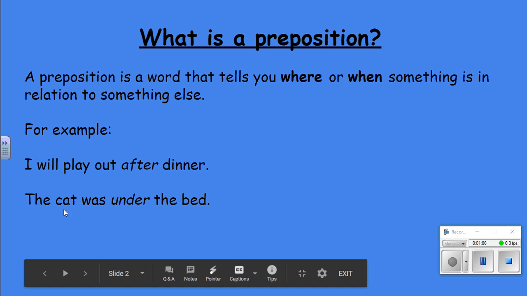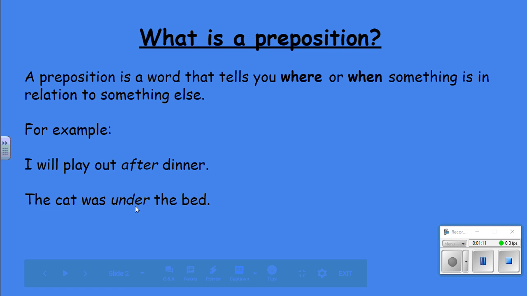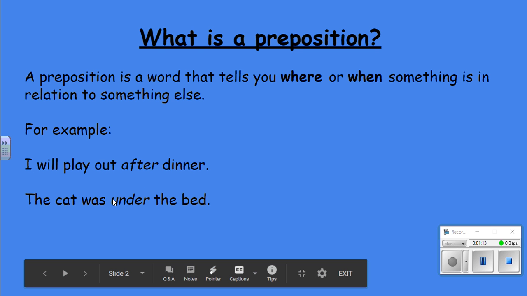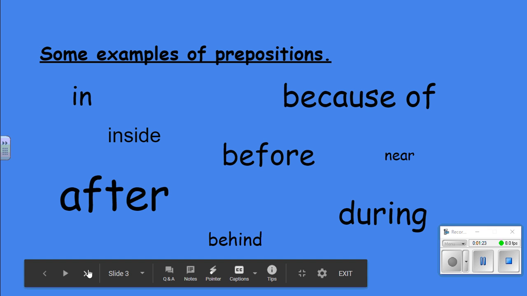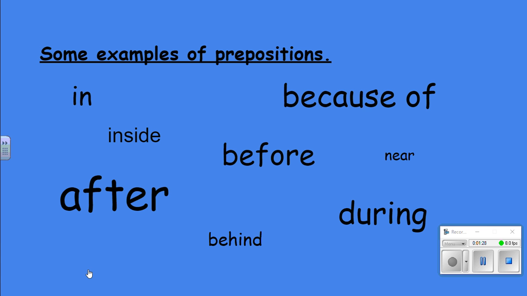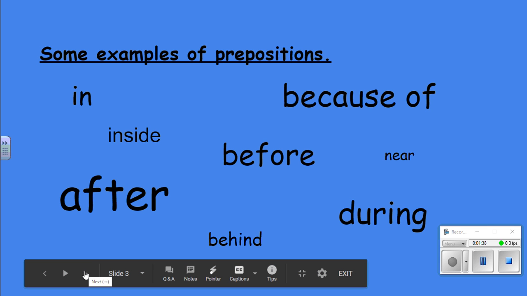And another example is the cat was under the table, under the bed. So the word under is the preposition, and it's telling you that the cat was under the bed. It's telling you where something is in relation to something else. Okay, so here's some examples of some prepositions. Have a look. We've got in, inside, after, before, because of, near, during, and behind. And that's quite a collection there, but there's even more. But these examples might help you a bit later on.